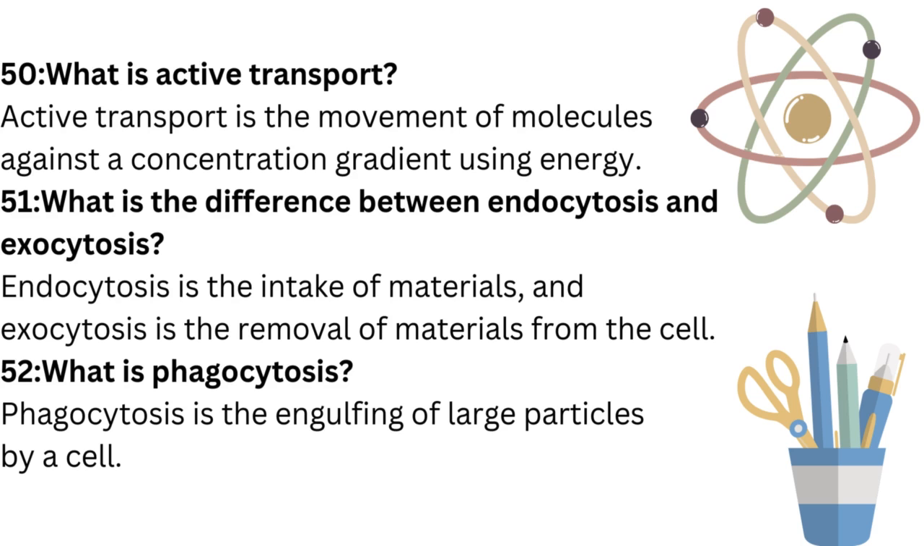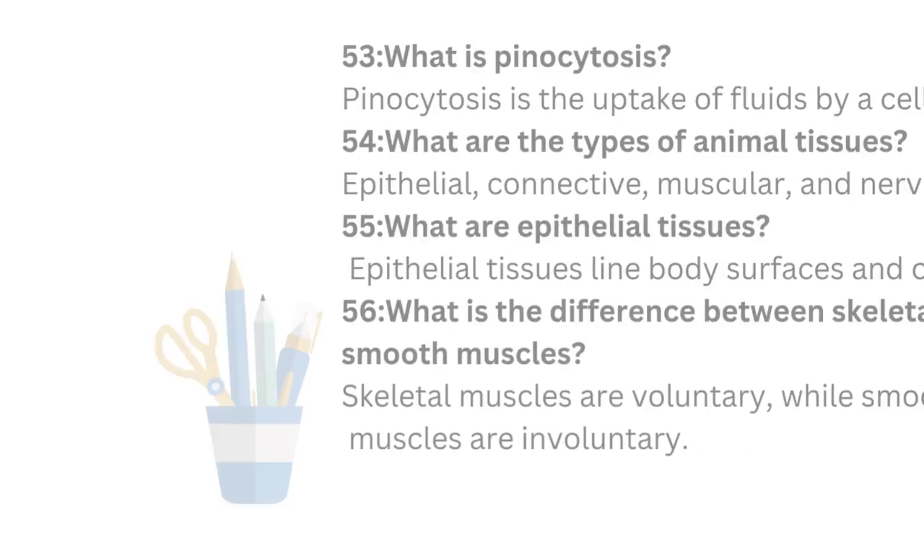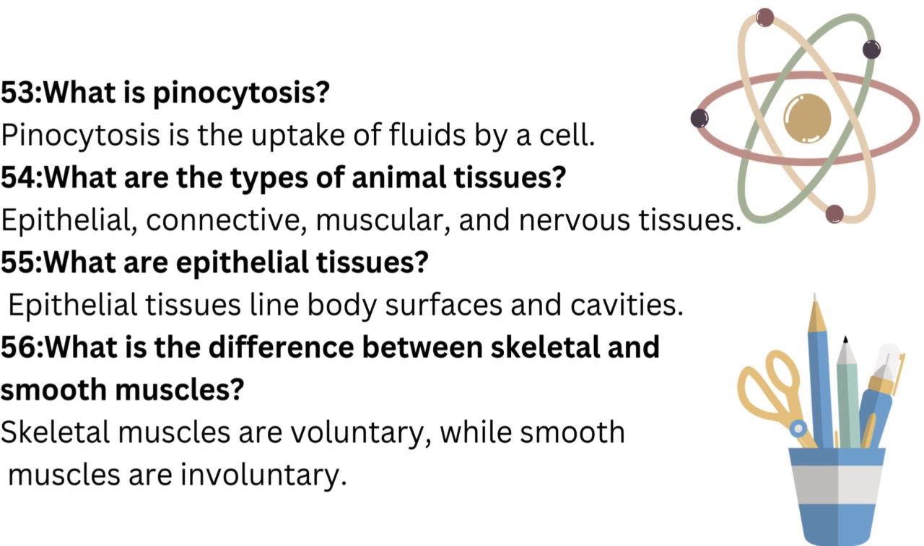What is phagocytosis? Phagocytosis is the engulfing of large particles by a cell. What is pinocytosis? Pinocytosis is the uptake of fluids by a cell. What are the types of animal tissues? Epithelial, connective, muscular, and nervous tissues. What are epithelial tissues? Epithelial tissues line body surfaces and cavities.